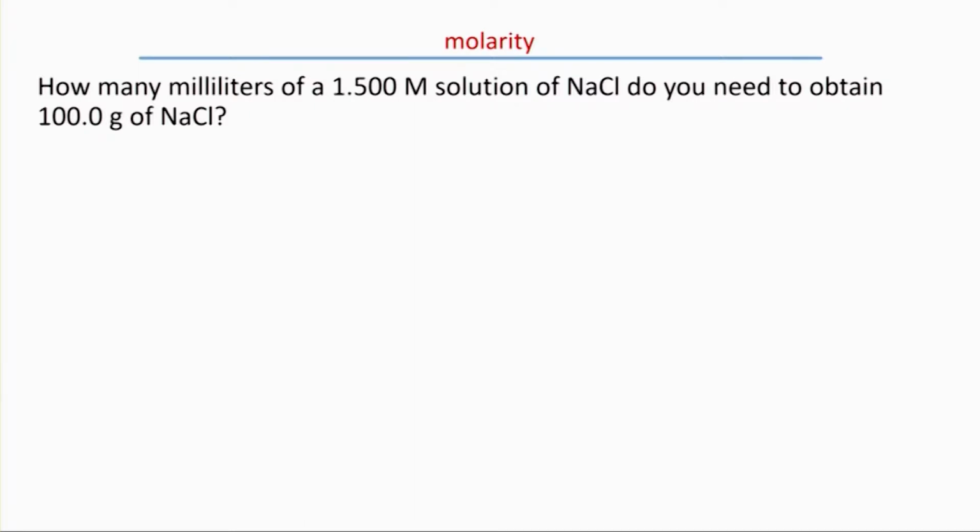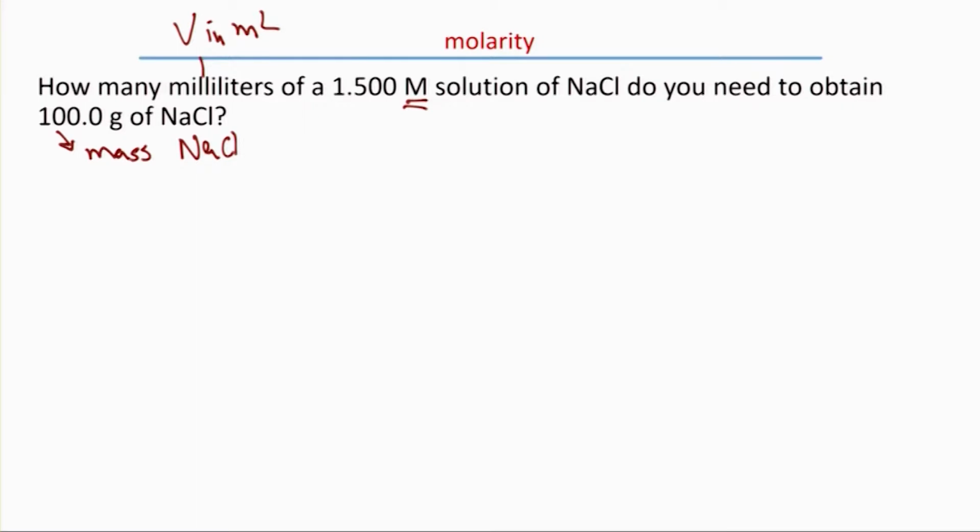How many milliliters? So we're asked for a volume in milliliters, and we're given a 1.5 molar solution, and this is of sodium chloride. Do we need to obtain 100 grams of sodium chloride? So we just did it where we found that we had 11.7 grams. This time we need to get 100 grams of sodium chloride. All right, so other piece of information. This would be our mass of NaCl in grams. And we're given 1.5 molar solution. That's how you'd read it. You would read it 1.5 molar.